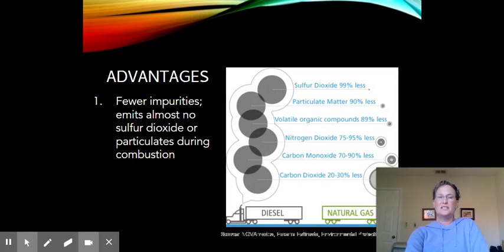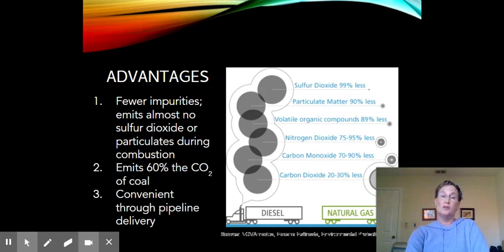All right, so the advantages are there's fewer impurities. It emits almost no sulfur dioxide particulates during combustion. It emits 60% of the CO2 of coal, and it's convenient through pipeline delivery. So they can deliver gas through pipelines also.